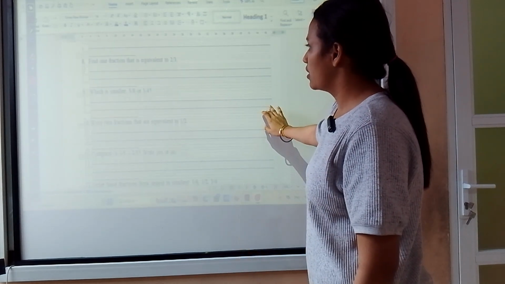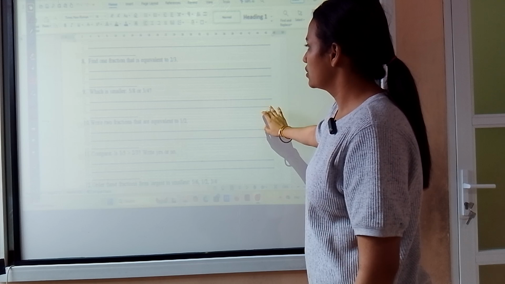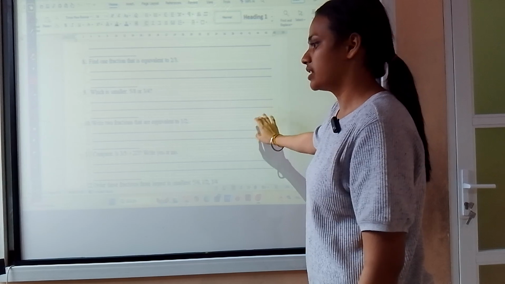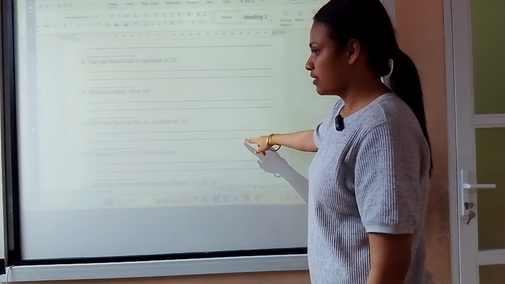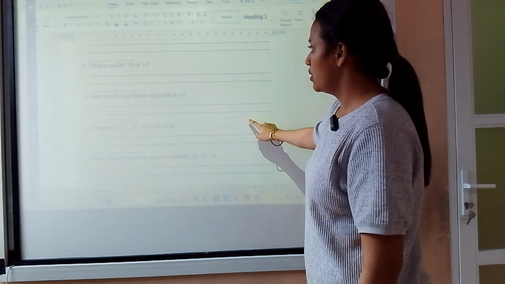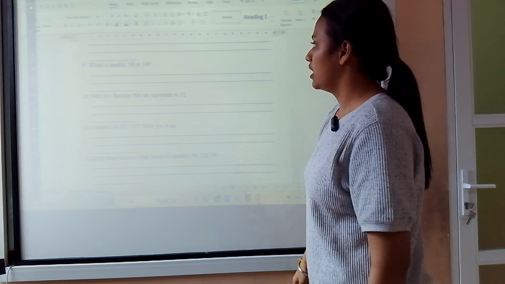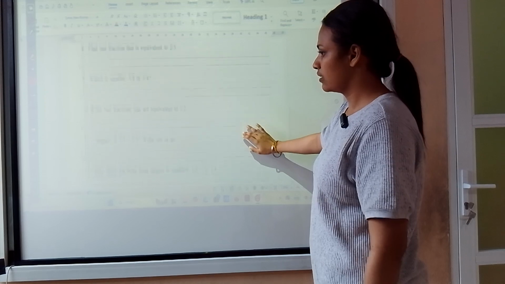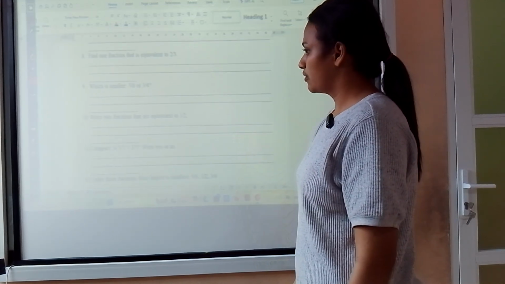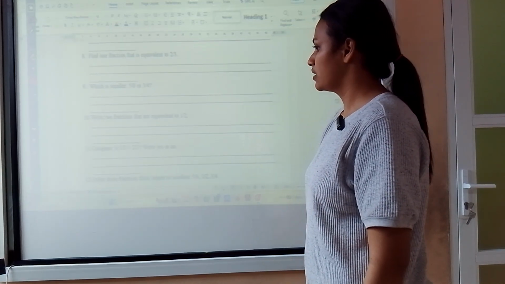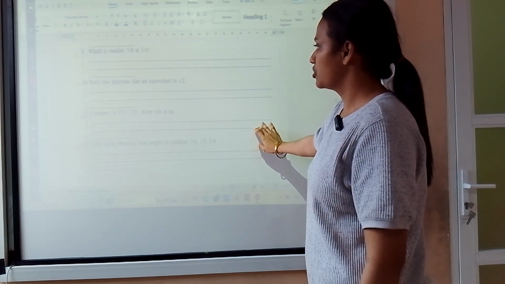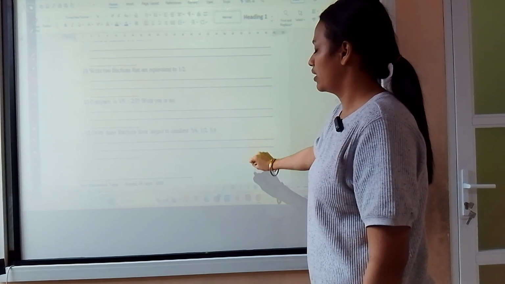Find the fraction that is equivalent to 2/3. 4/6. And then which is smaller? The smaller one is 5/6. Is it only 4/6? Yeah, miss? 4/6 can also be 6/9. And then write two fractions that are equivalent to 1/2.